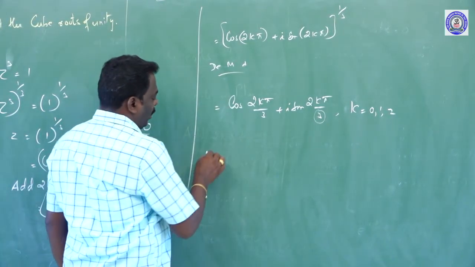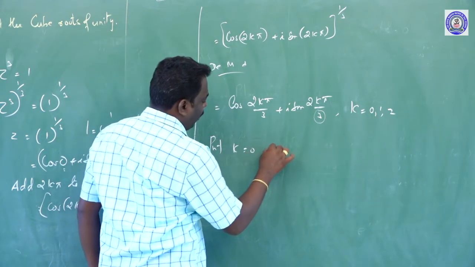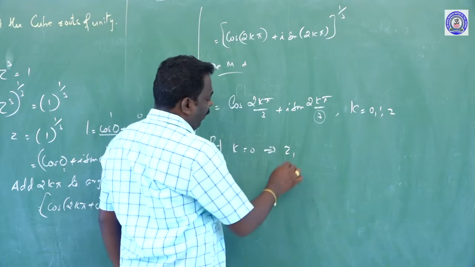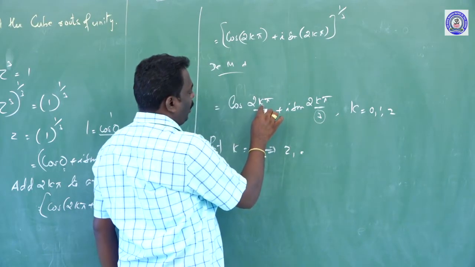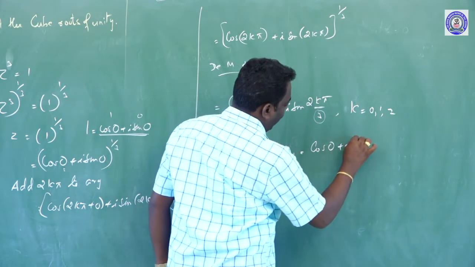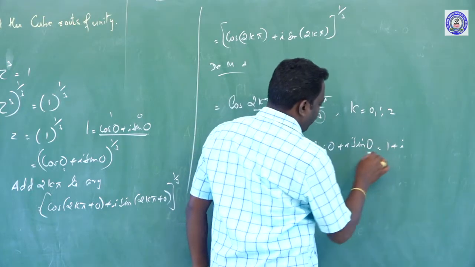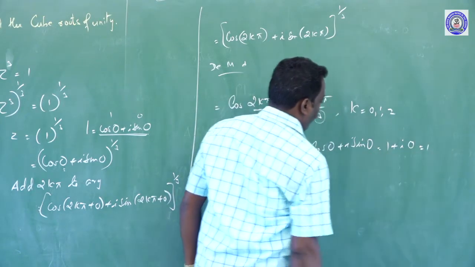Now, find out the roots. Put the k value equal to 0, that implies the first complex number, defined by z1. Putting k equal to 0, the whole term equals 0, therefore it is cos 0 plus i sin 0, that is equal to 1 plus i times 0, that is equal to 1.